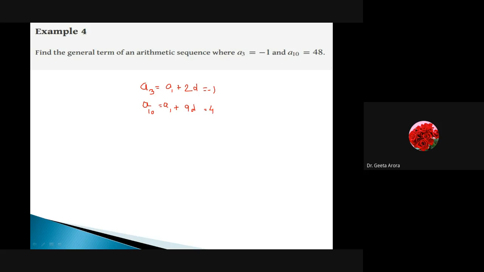And I hope all of you know how to solve two equations in two unknowns. If I solve this system, I will get the answer for A1 and d, and hence I can find the general equation. A simple way to find the answer is to subtract the two equations. If I subtract, I will get 7d is equal to 49. So I think you know what the d value is.